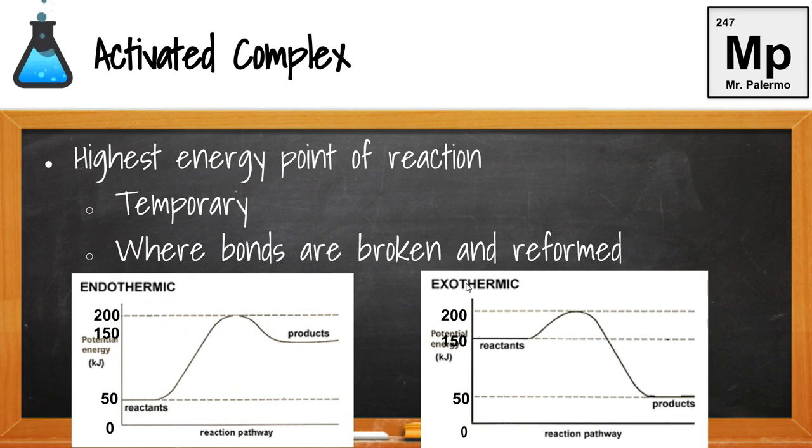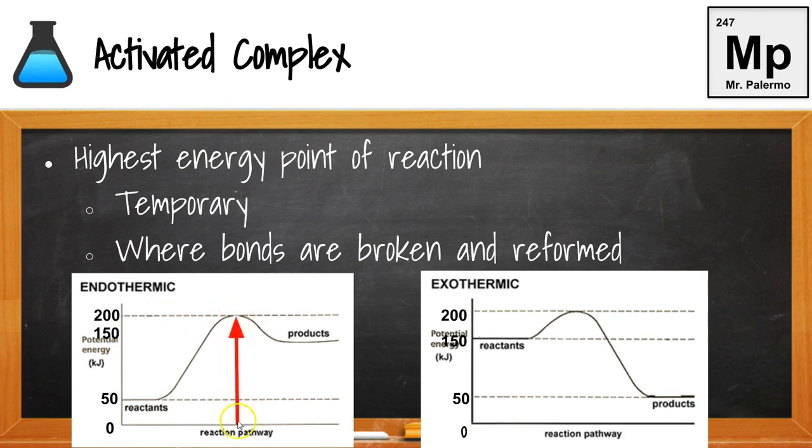The next thing I'm going to label is the activated complex. This is the highest point of our potential energy diagrams. It's a temporary state, and it's where bonds are broken and are starting to reform. So if our reactants are being broken apart, that's going to take place here once the activation energy has been met, and then they start to reform to form our products.